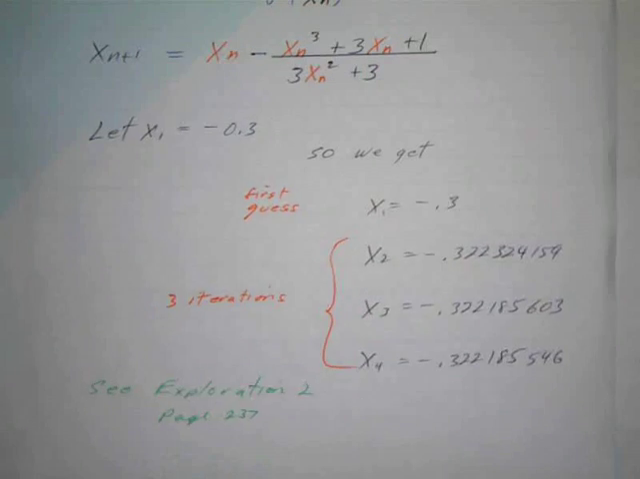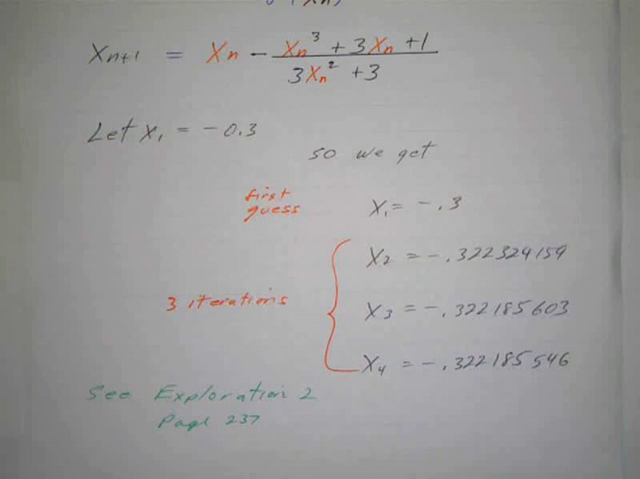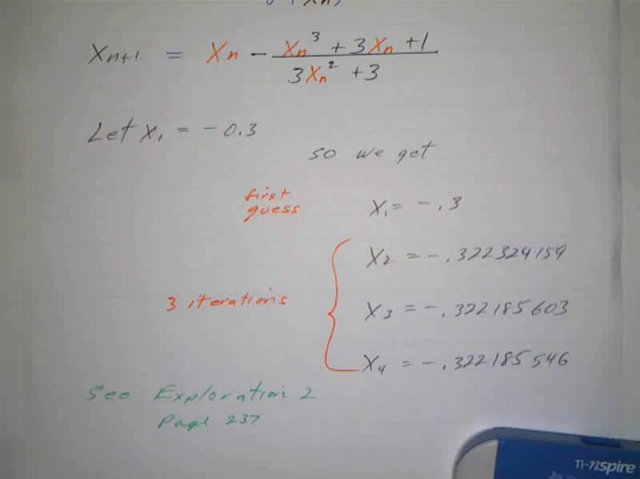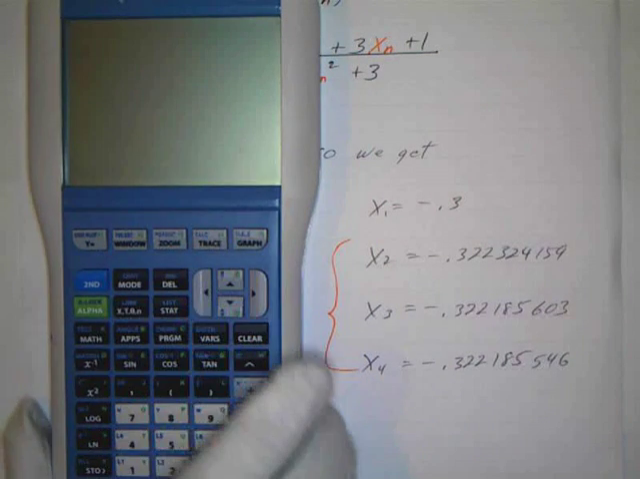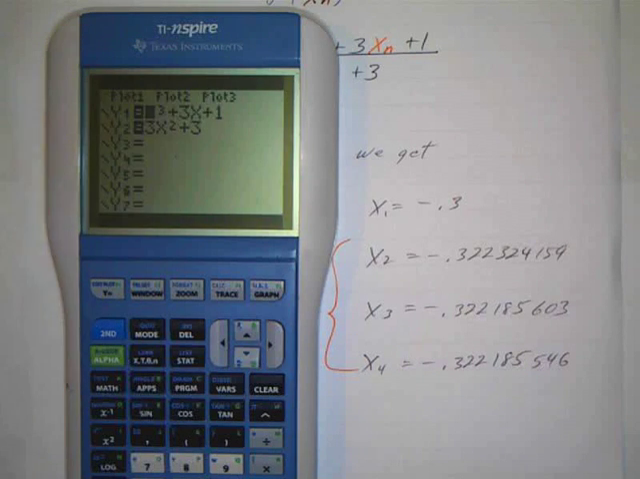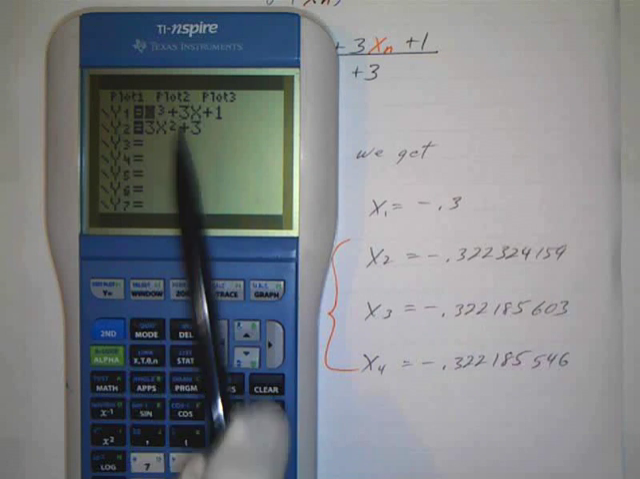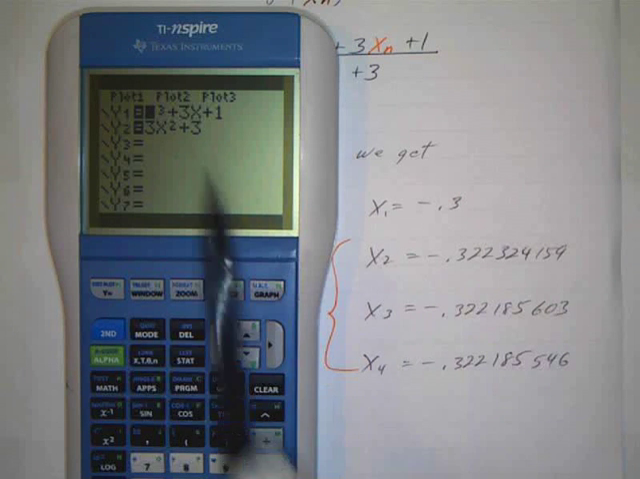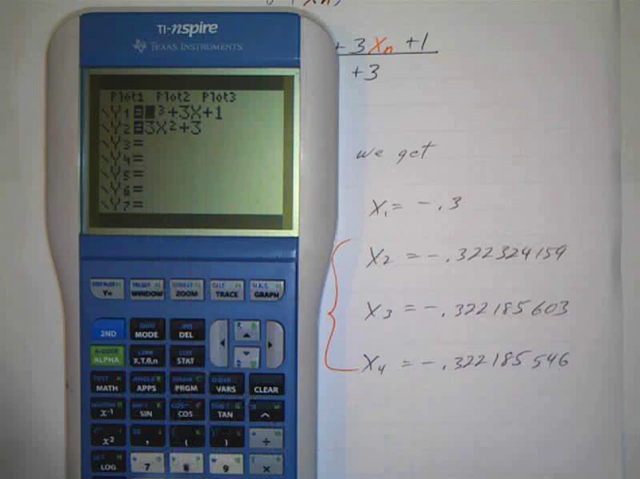Now how are you going to do this? Well, take a look at exploration number 2 on page 237, and they're going to show you how to do this. That's basically how you're going to do these homework problems. You're not going to have to do a lot of calculations. It's pretty easy. First of all, in y1 we'll put our function, which was x cubed plus 3x plus 1, just like the example in the book so you can follow it. And in y2 I put the derivative, which is easy to take, just 3x squared plus 3. So that's basically where we're going to start.